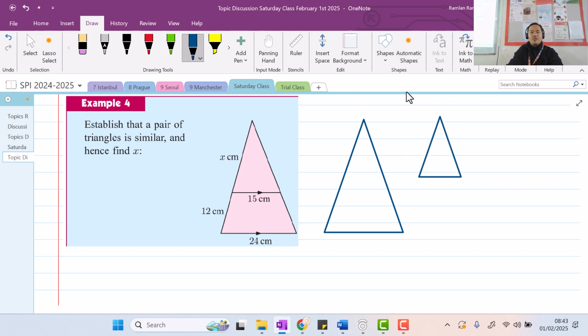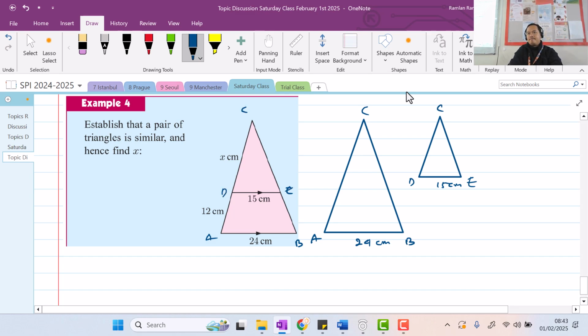And then try to write down what we know. Okay, so the one that we know that this is 24 centimeter and this is 15 centimeter. And what else do we know? Okay, I'm going to write down this is ABC, this is DEC. Okay, so A, B, D, E, C. Okay, what do we know next, guys? DC is X, yes. This is X centimeter. What else do we know?